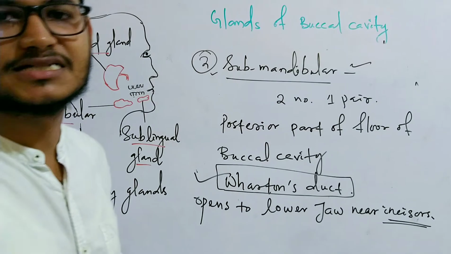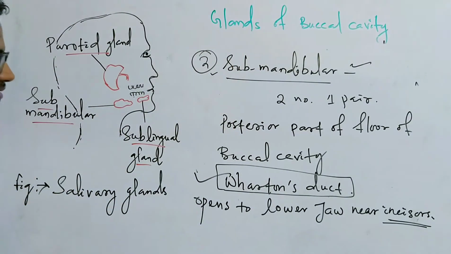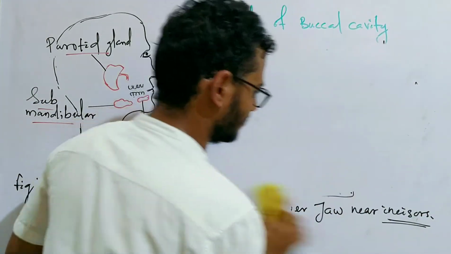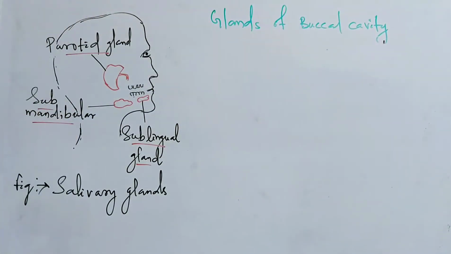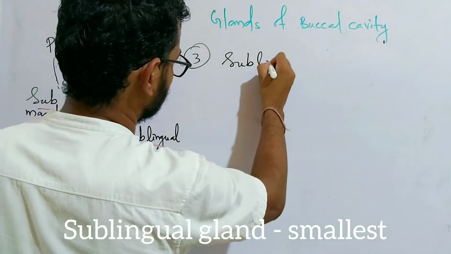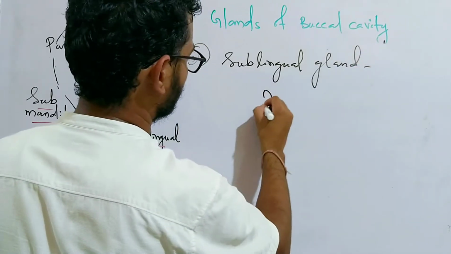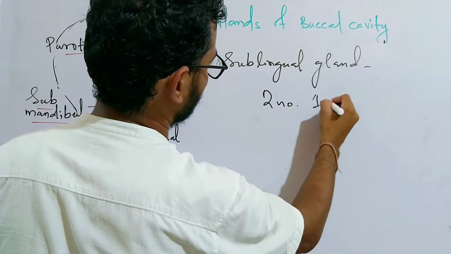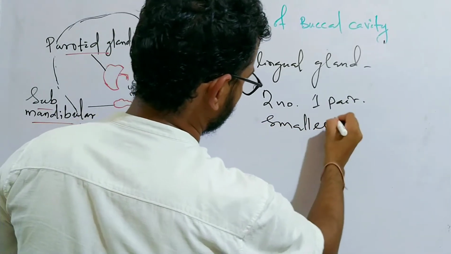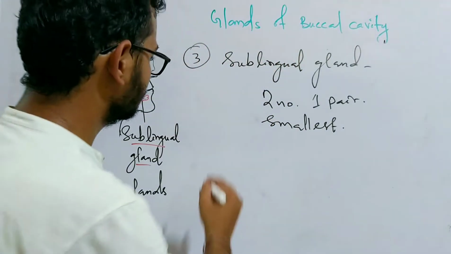Next we will discuss the last type of gland, the sublingual gland, which is also the smallest salivary gland among these three. The third one is the sublingual gland. It is also present in a pair, meaning two in number, one pair. These are the smallest salivary glands. Clear? They are present below the tongue.